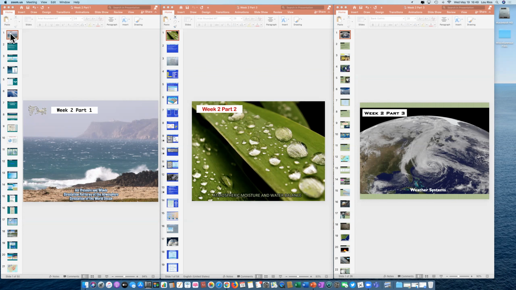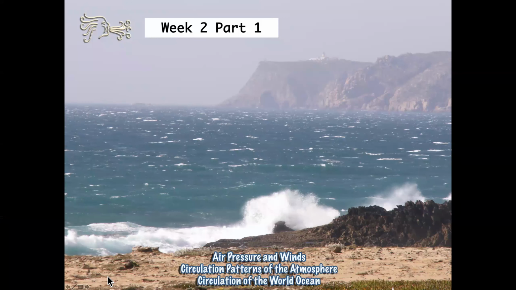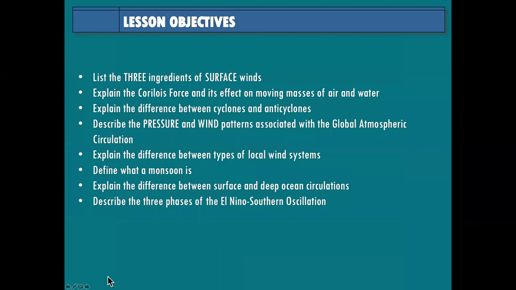So we'll get started with week one. I'm sorry, part one of week two. Correction. So let's put that in presentation mode. And this week is all about wind. It's all about air pressure, circulation patterns of the atmosphere, and the ocean. These are the lesson objectives.